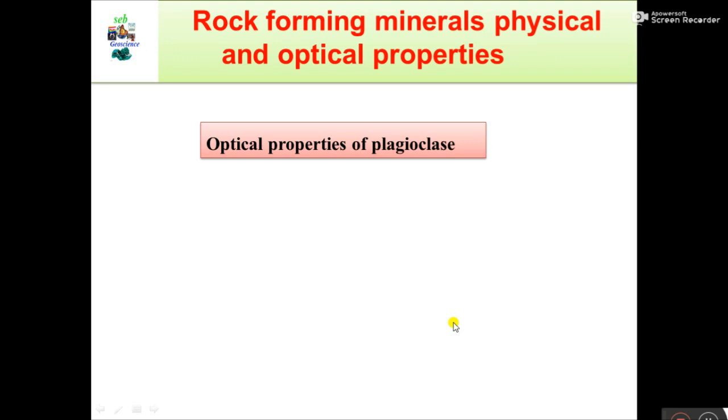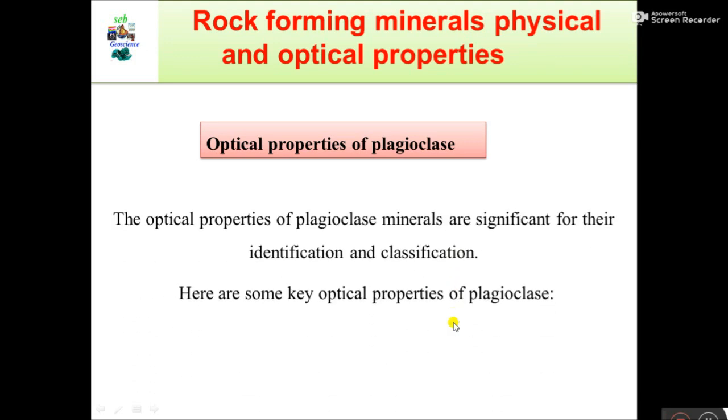So we have seen the optical properties of plagioclase. The optical properties of plagioclase minerals are significant for their identification and classification. To classify and identify whether a plagioclase mineral is anorthite or albite, we use optical properties. Here are some key optical properties of plagioclase. First, what are the optical properties of minerals generally?